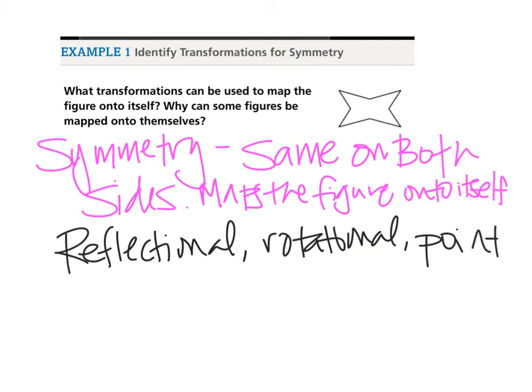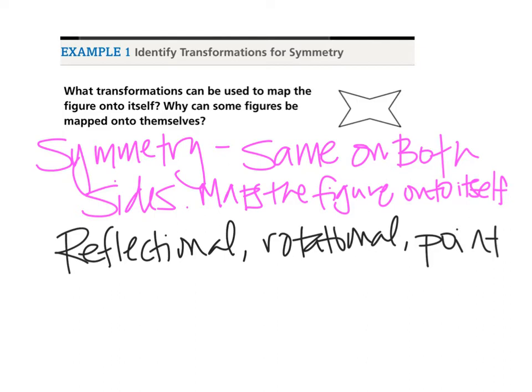Okay, so we're going to talk about symmetry here. Symmetry is what we kind of know as just being the same on both sides. So you could draw a line of symmetry and fold a figure onto itself, and it would be symmetrical because it would map the figure onto itself. Mapping the figure onto itself is more of the mathematical definition.